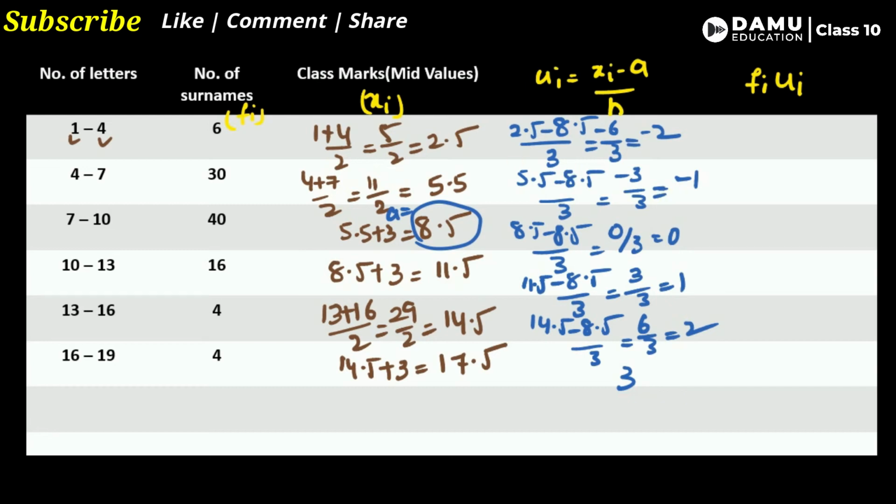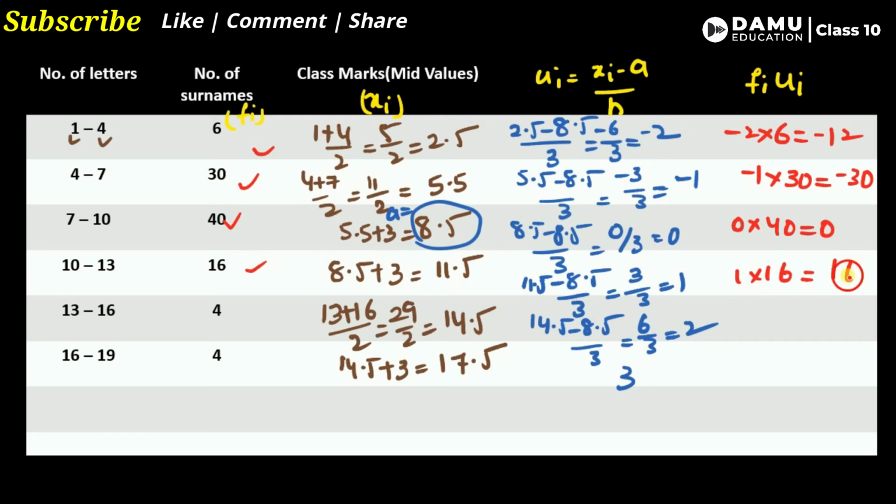So let's multiply all these values with the frequencies, Fi Ui. Minus 2 into Fi, which is 6, gives minus 12. Then minus 1 into 30, we get minus 30. Then 0 into 40, we are multiplying the frequency values with these. 1 into 16 is 16. Then 4 into 2 is 8. Then 3 into 4 is 12.